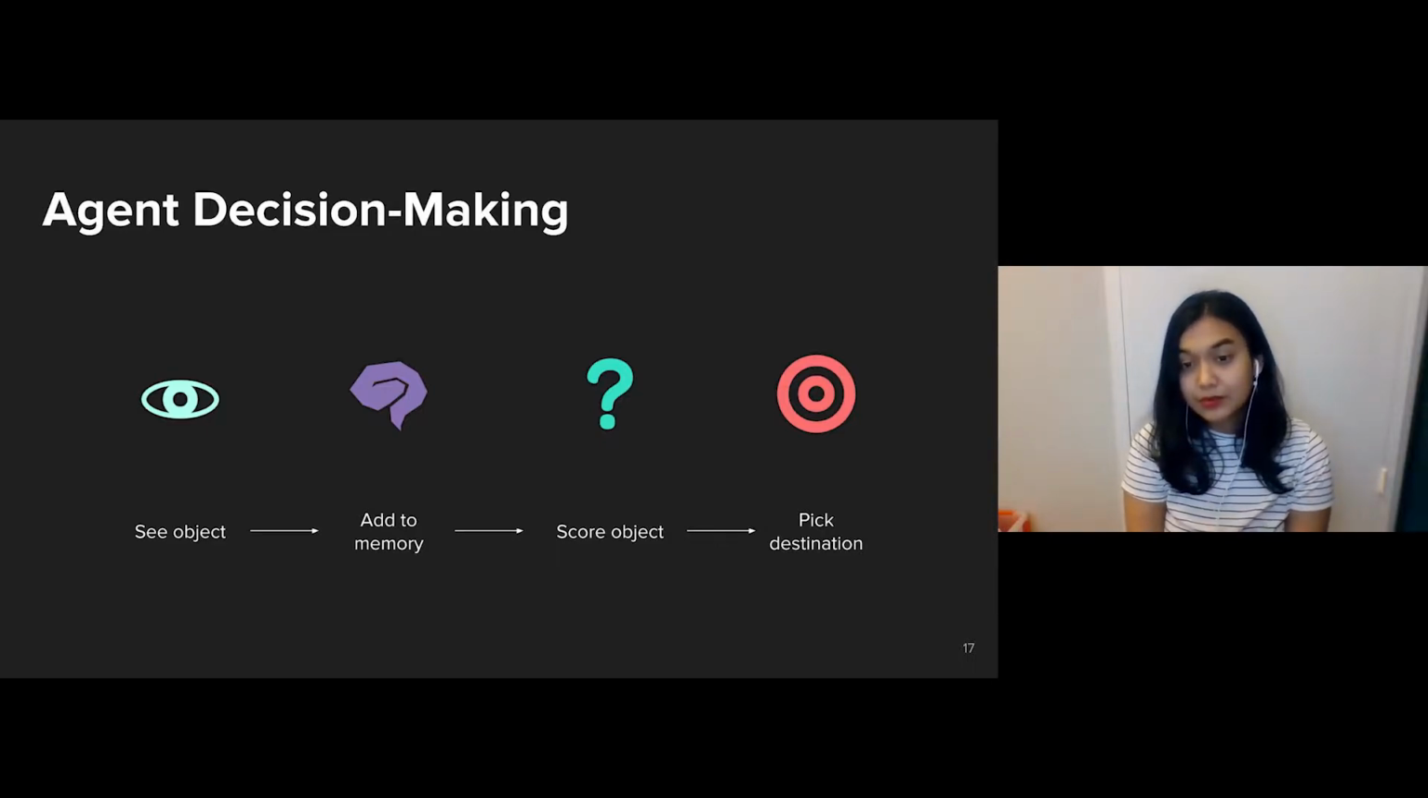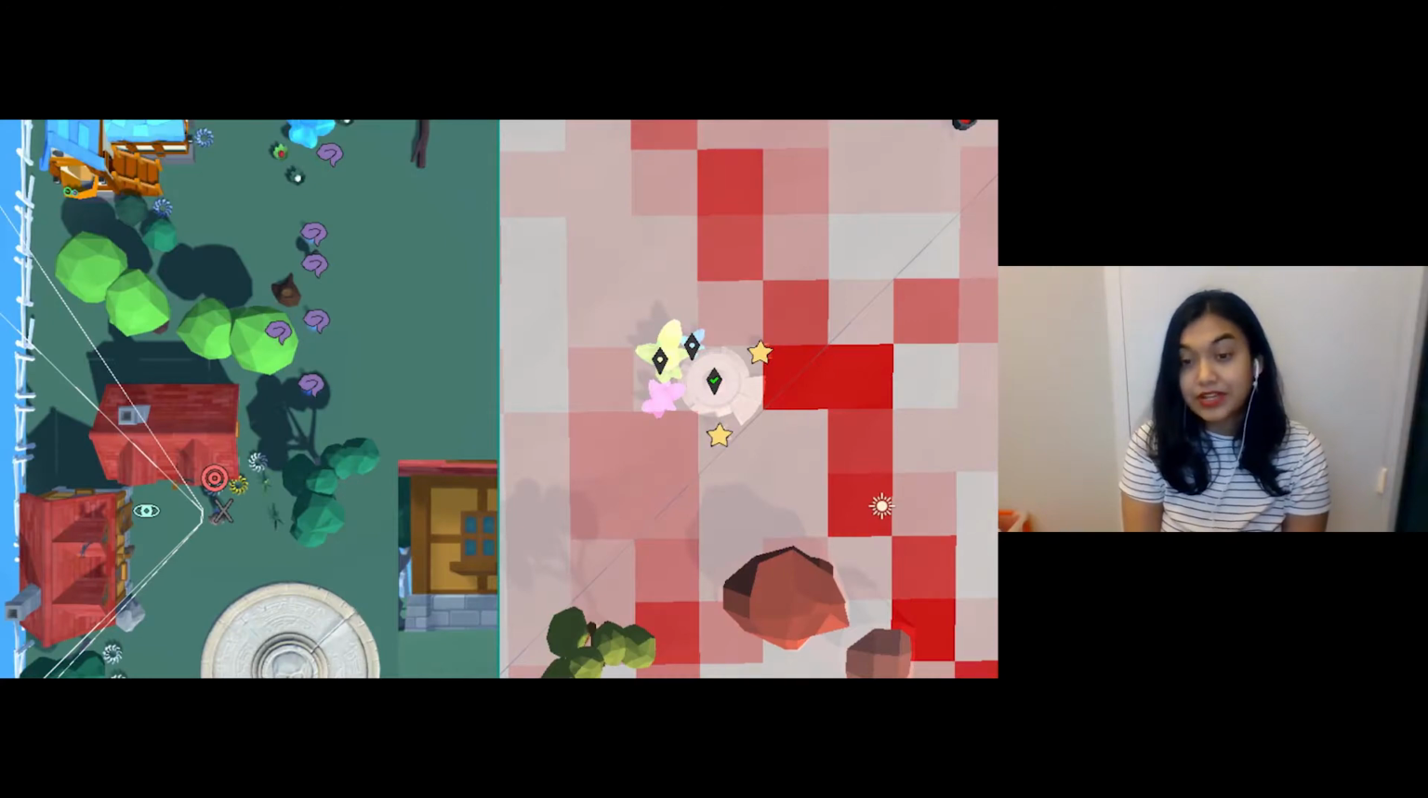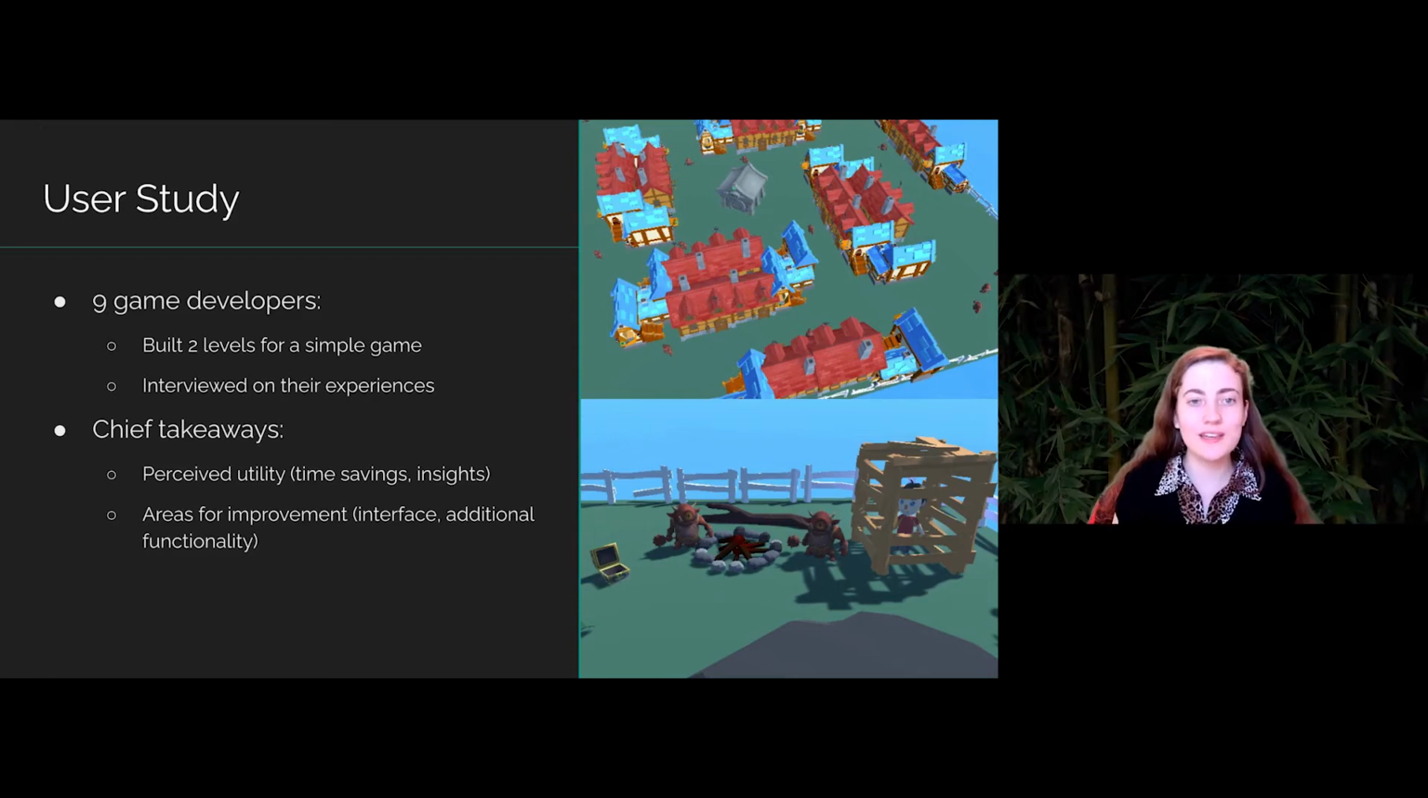To support developer workflows, we created a user interface so that designers could see what was happening inside an agent's head in real time. We also created utilities for simulating many agents at once and reviewing results via path visualizations and heat maps. We conducted a user study for PathOS with 9 game developers who we asked to use the tool while designing 2 levels for a simple RPG-type game.